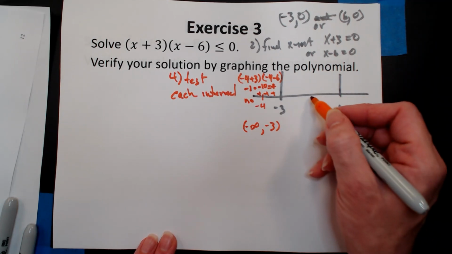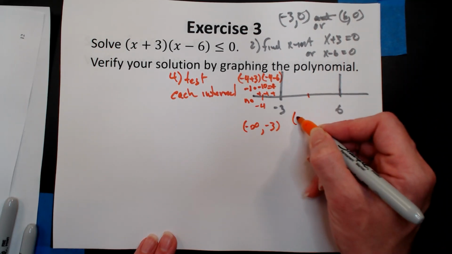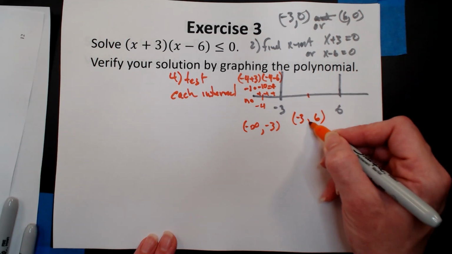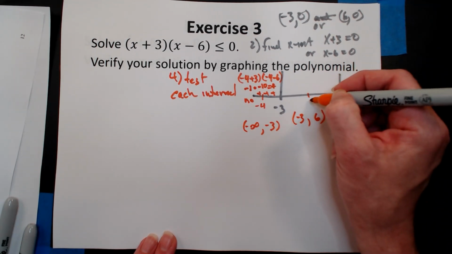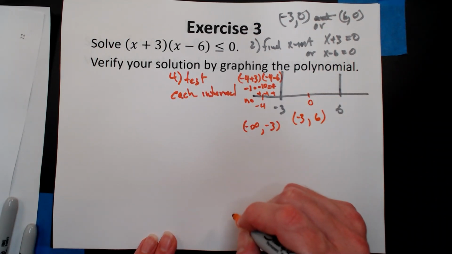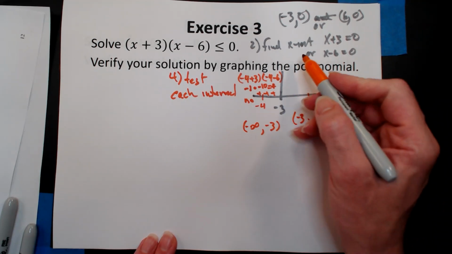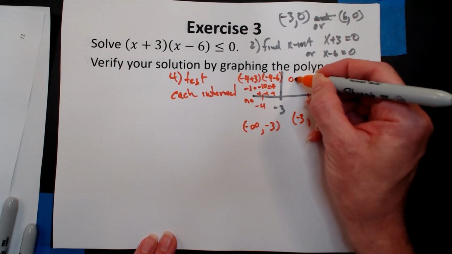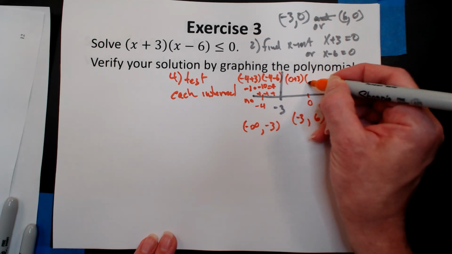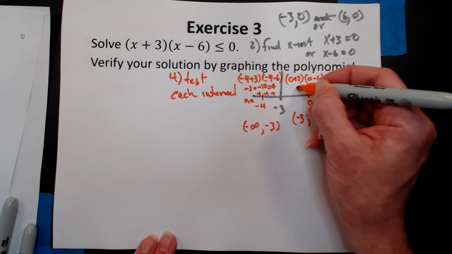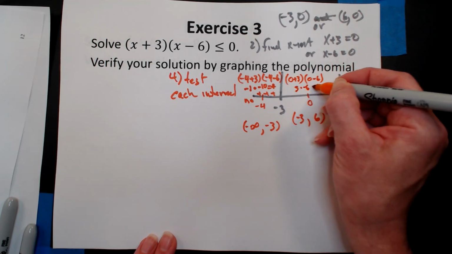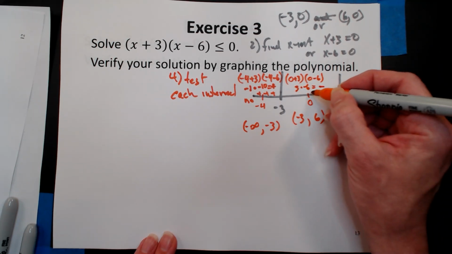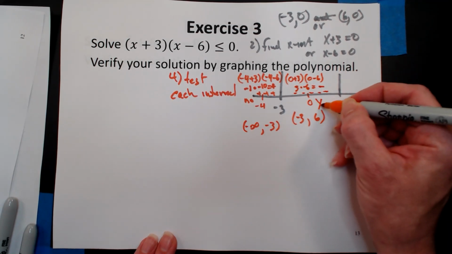Over here, this interval right here is going to be from negative 3 to 6. An easy number to test in that interval would be 0. And so now we'd have 0 plus 3 times 0 minus 6. So that's going to be 3 times negative 6, which is going to be negative. So yes to this interval.